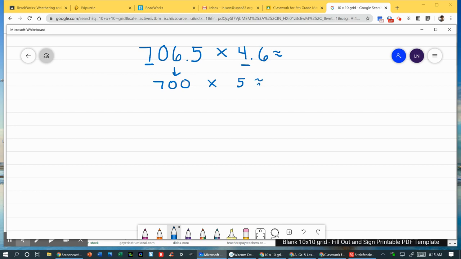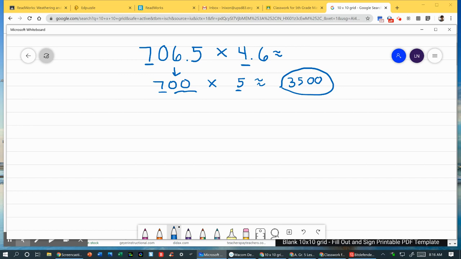So here is how I'd find my estimate. I do 700 times 5, and that's very easy to work with. 7 times 5, our basic math fact, is 35. And then it was 7 hundreds times 5, so now I have 35 hundreds. I'm putting those 2 zeros that I see over here in this first factor, I'm putting those to the right. Okay, so I'm expecting my product should be somewhere around 3,500.